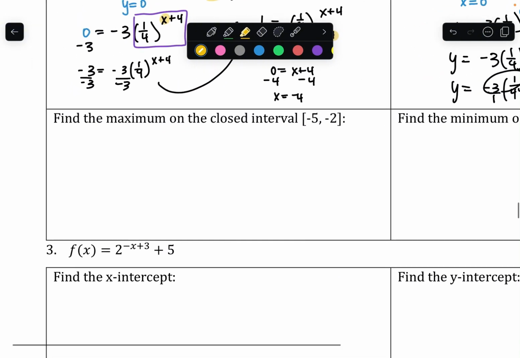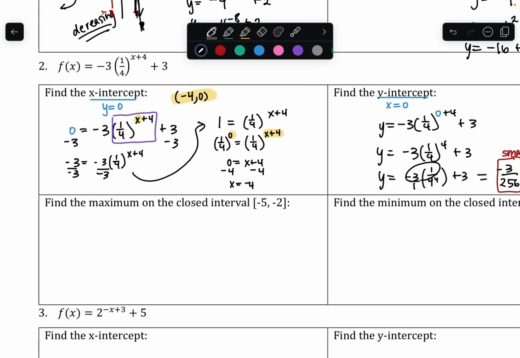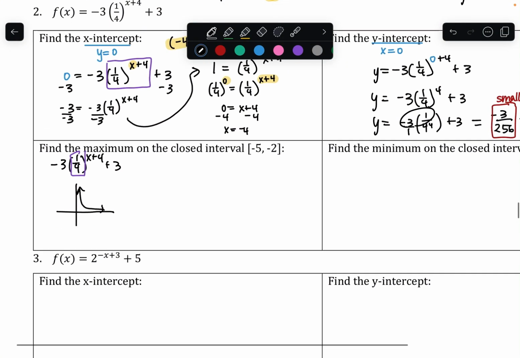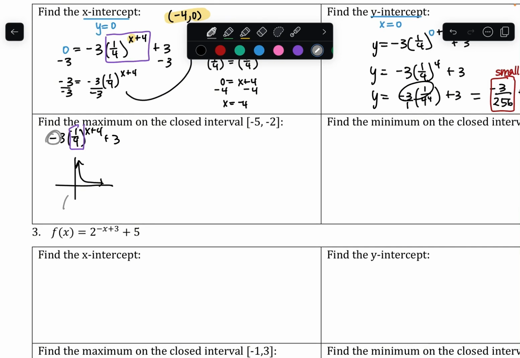Okay, now finding our max and min on this interval. So let's picture this graph. And so I have negative 3 times 1/4 to the x plus 4 plus 3. This 1/4 base is going to decay. And so it would usually look like this. The parent function would be a decay function, decreasing. But it has been reflected across the x-axis. So now it is going to be upside down decay. And so that turns our function to an increasing function. Okay, it's increasing.